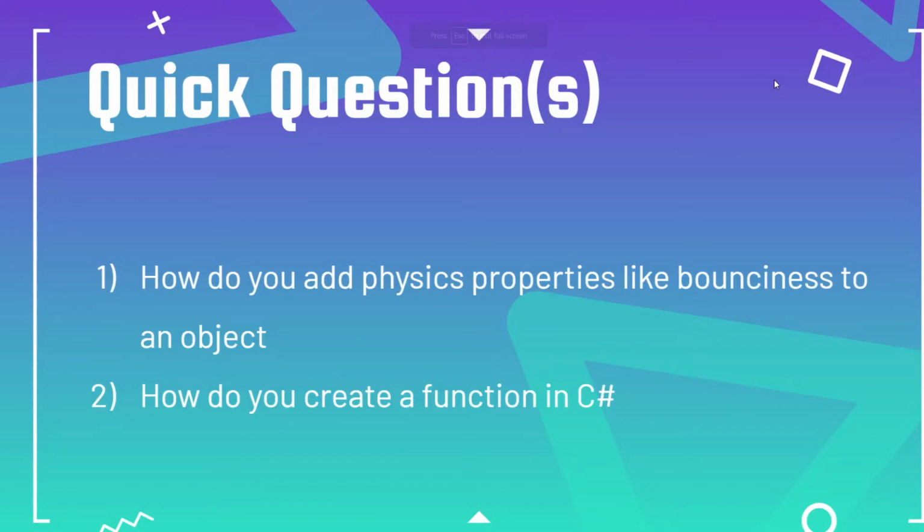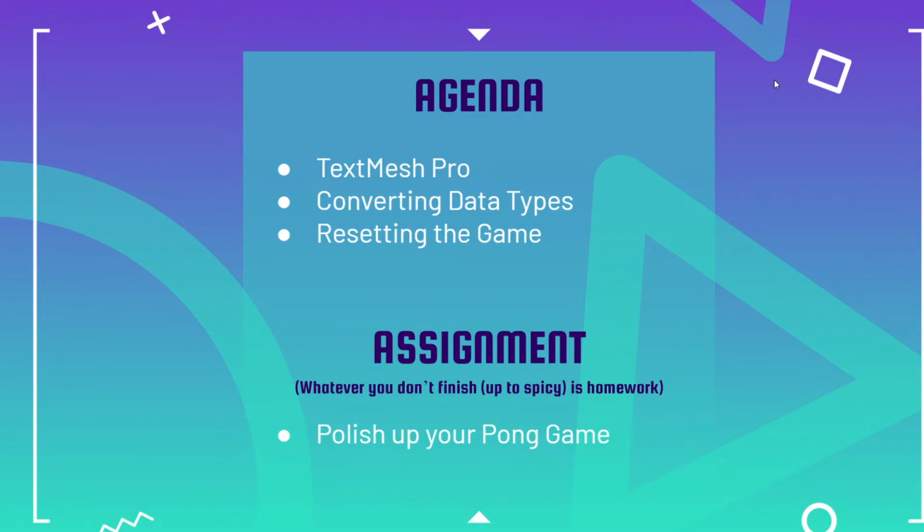Alright, so let's get into it. Here's the agenda for today. It's going to be 3 simple things. The first 2 are going to be very simple. The last one is going to be a little bit challenging, but we'll work through it and get through it together. First, we're going to talk about text message file. Then we're going to talk about how we can convert data types inside of Unity. And finally, we're going to talk about how we can reset this game so that everything starts from scratch.